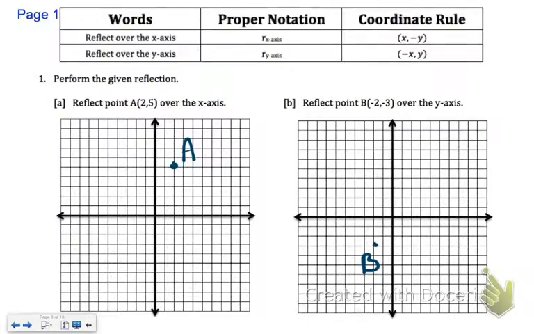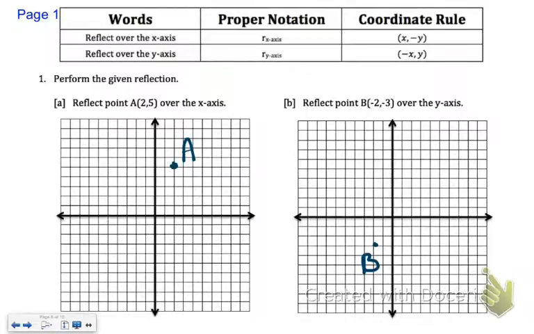Let's take a look at the first two examples on page 1 of your class handout for today. So in the table at the top, we have different notations. We have the explanation in word form, the proper notation. So yesterday for translations, we used a capital T. So when you see this lowercase r, it'll tell you which axis you are reflecting over. And then we have our coordinate rule, how each x and each y might get affected depending on which type of reflection you're performing, either over the x or over the y axis.